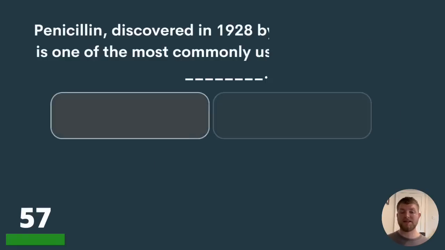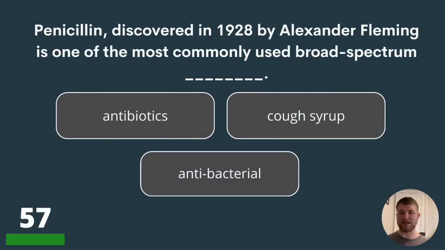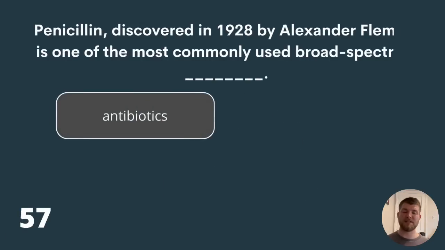57. Penicillin, discovered in 1928 by Alexander Fleming, is one of the most commonly used broad-spectrum what? Antibiotics, cough syrup, or antibacterial? Penicillin. The answer is antibiotics.